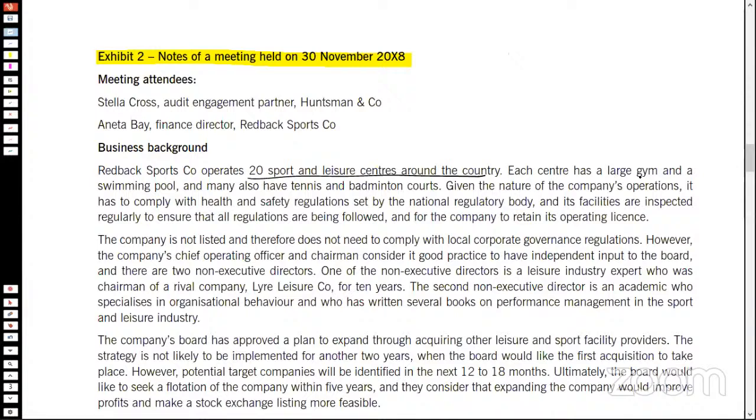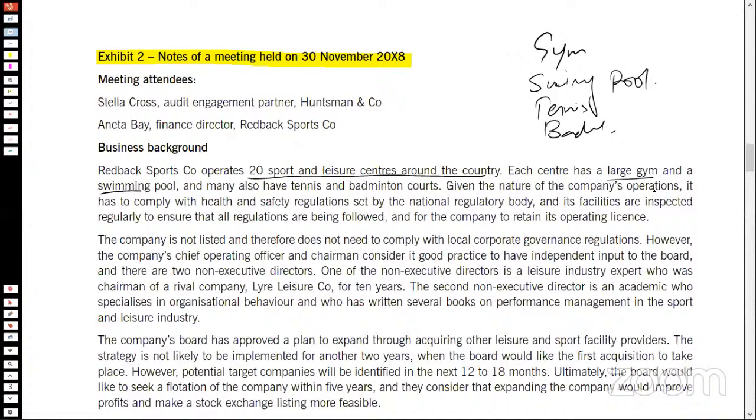Each center has a large gym and a swimming pool. So what are the facilities at each center? There is a large gym and there is a swimming pool. And many also have tennis and badminton courts. So there are tennis courts and badminton courts also.